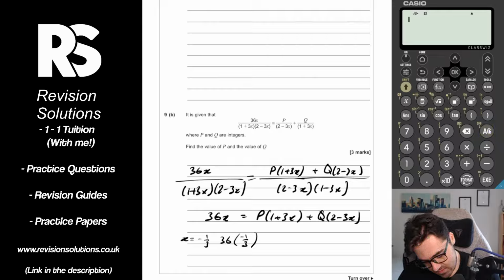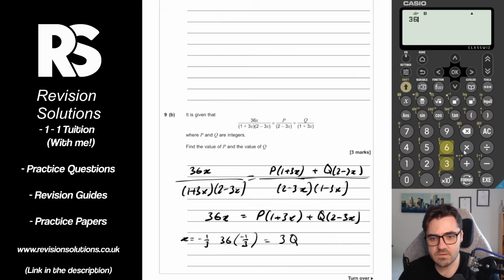And that's going to be, the p would disappear then, and we'd have q times minus 3 times minus a third. That'd be plus 1, so that'd be 3q. So if we do 36 times minus a third, that gives us minus 12. Divide that by 3, we get minus 4. So q is minus 4.